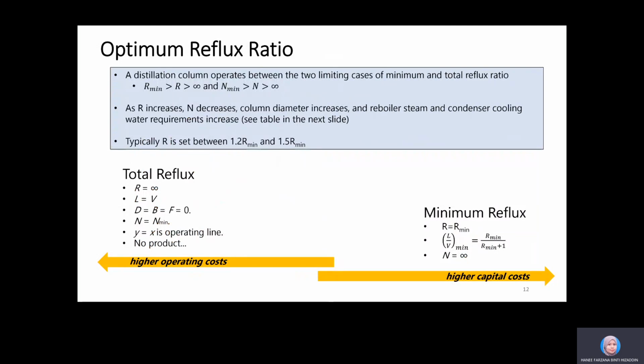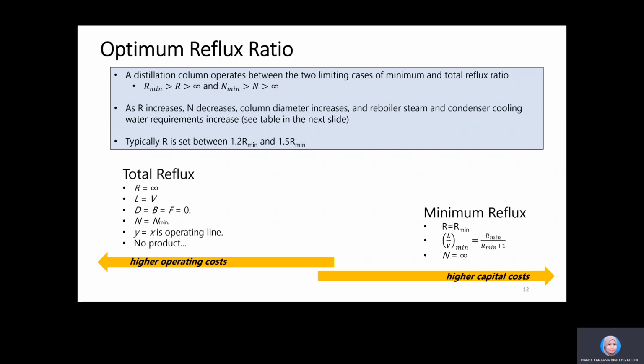And then how do we determine the optimum reflux ratio? Now we know that distillation columns can operate between two limiting cases. For reflux ratio, it can be between R min and infinity, total reflux. And for the number of stages, it can range between the minimum number of stages and infinity. The situation here is vice versa actually. At total reflux, it's N min. At N min, R equals infinity. And at N infinity, it's R min. So we cannot really operate at these conditions, but we want to know these numbers so that when we design the column, we operate in between these two values.